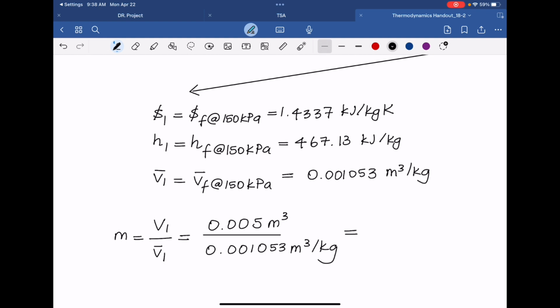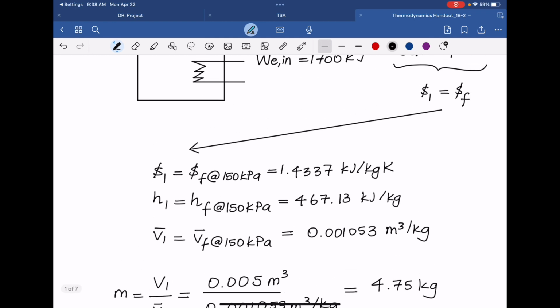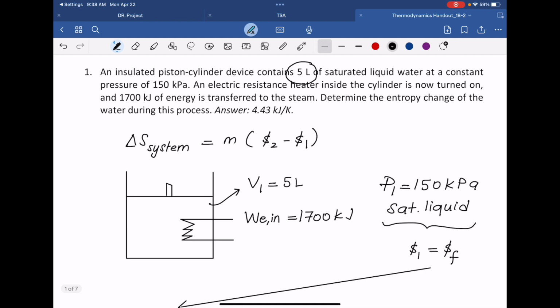And this should give you the correct units. 4.75 kilogram should be the answer. Now, this is what we were able to calculate. The next thing is, since we figured this out, our goal is now to find a specific entropy at the second state so we can calculate the entropy change of the system.